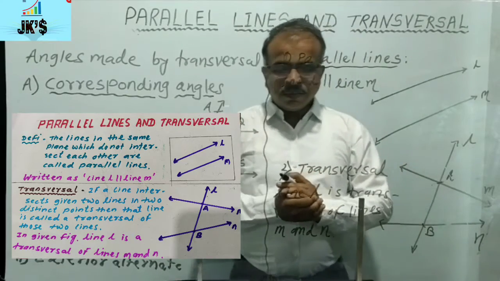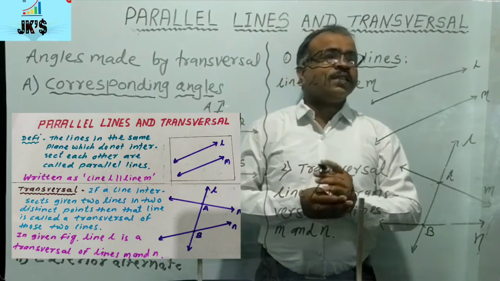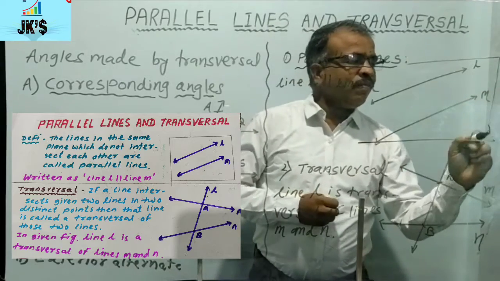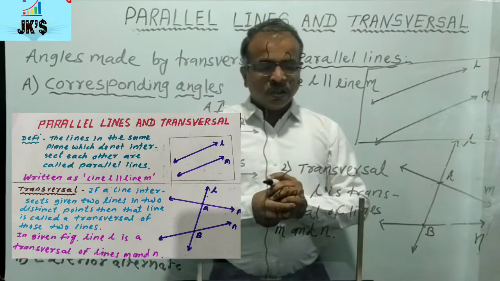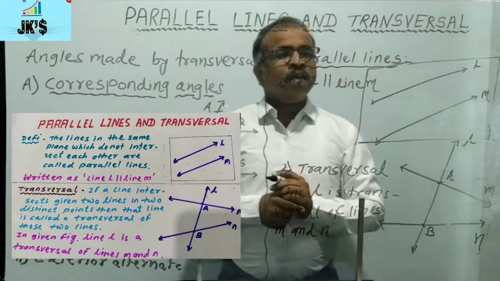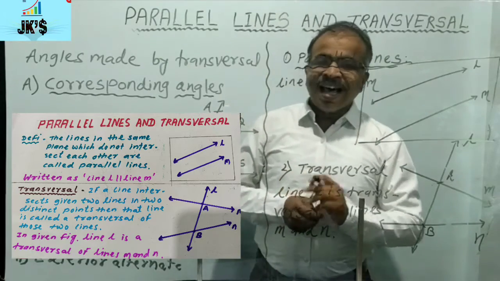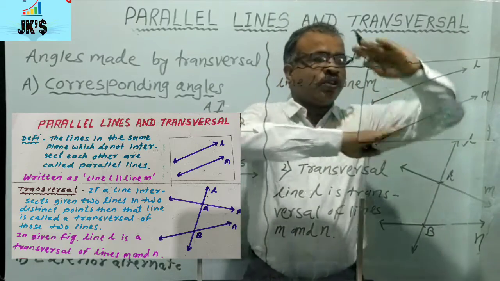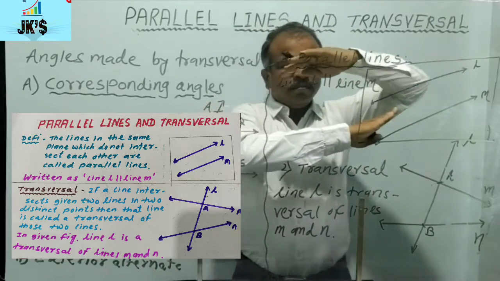If the lines which lie in the same plane, plane means a flat surface, lie in the same plane and do not intersect each other, such lines are known as parallel lines. Okay?